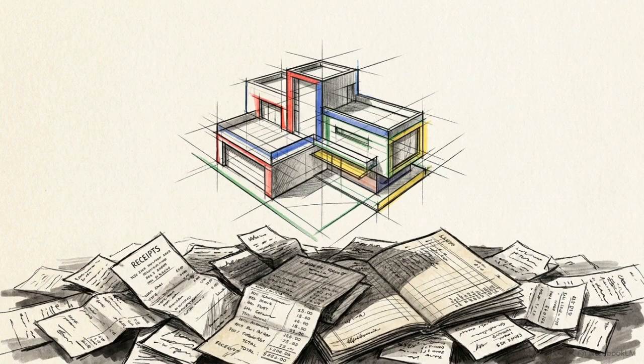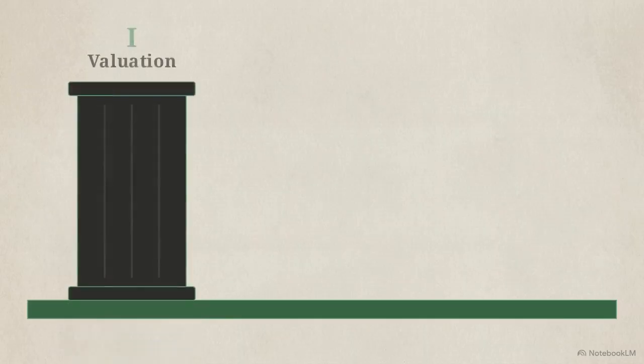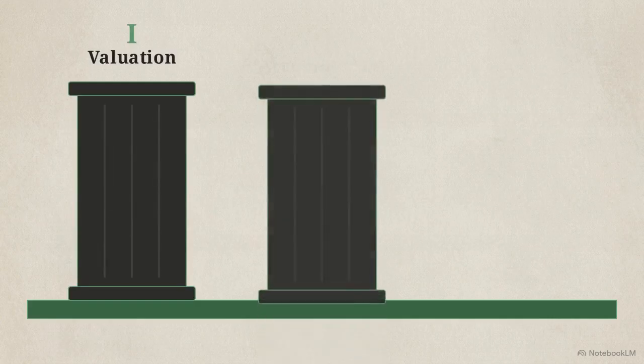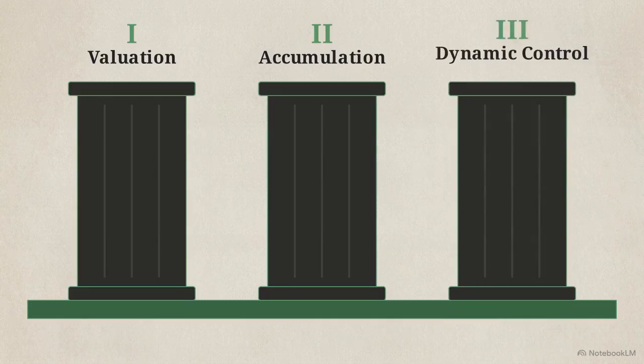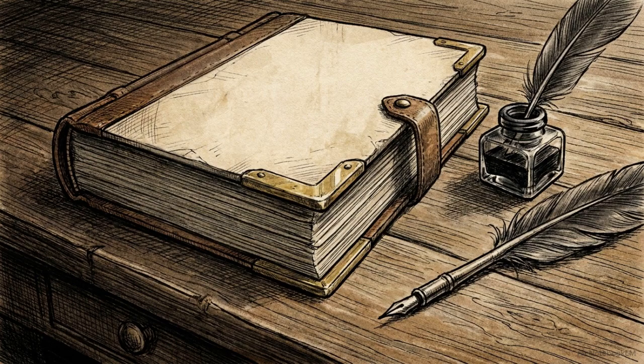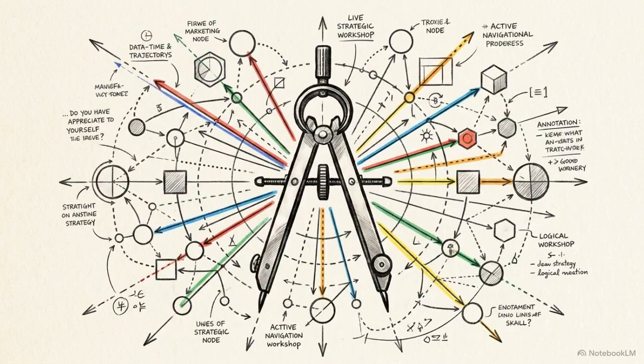Navigating this environment requires a specialized internal reporting architecture designed specifically for decision-making, moving beyond the limitations of raw historical data. Engineering this architecture requires solving three sequential problems: the valuation of inputs, the accumulation of costs, and the dynamic control of operations. Financial accounting is a passive record of the past. Managerial cost architecture is an active tool designed to navigate the present and map the future.